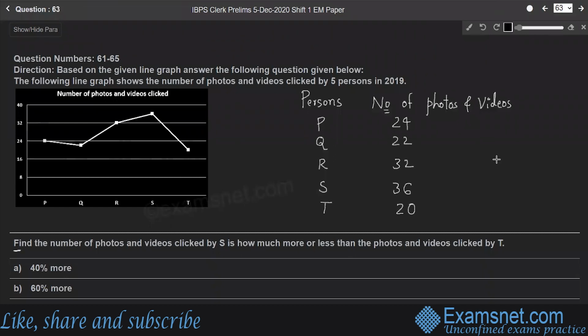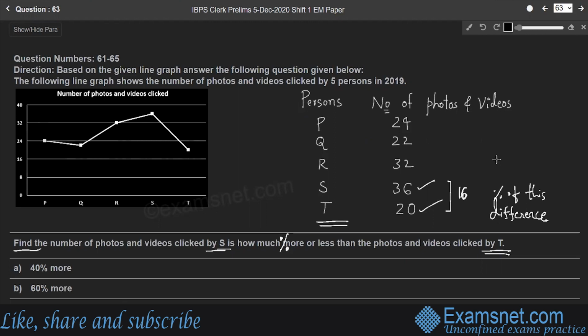Question 63. Find the number of photos and videos clicked by S is how much percentage more or less than the number of photos and videos clicked by T. Here, the number of photos and videos clicked by S is 36, whereas the number by T is 20. That means S has clicked 16 more photos and videos compared to T. So the difference is 16. We have to find the percentage of this difference with respect to the person T.